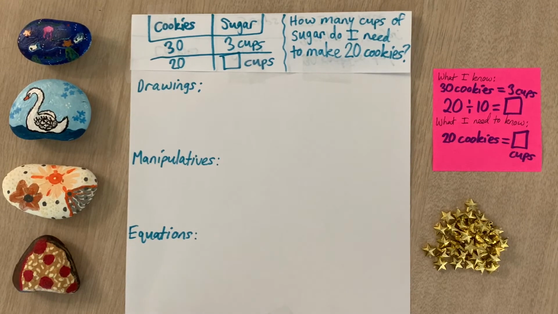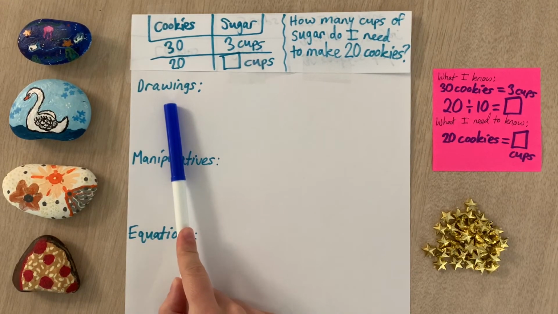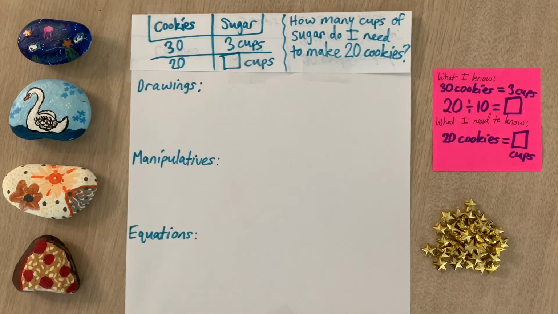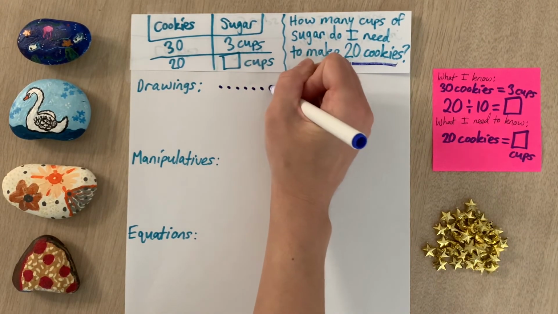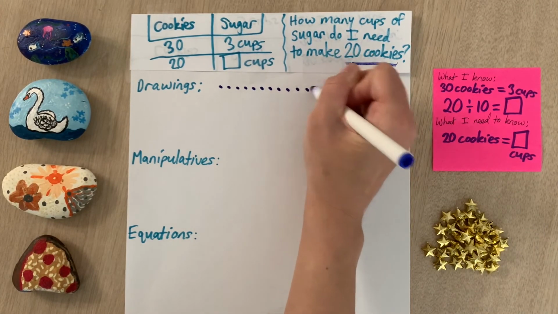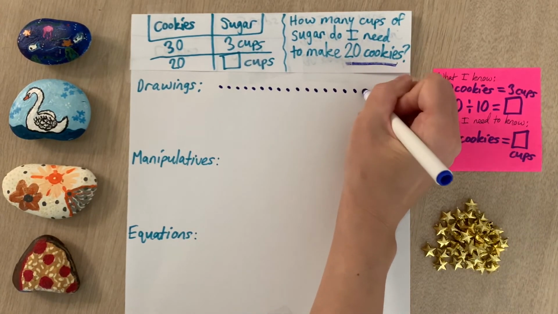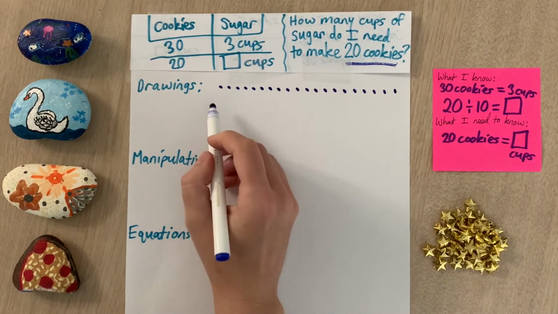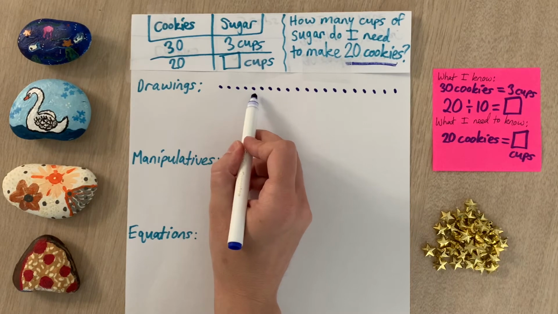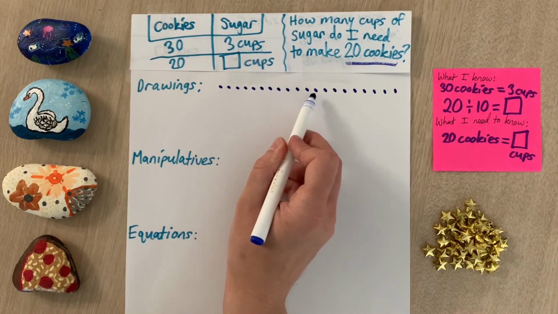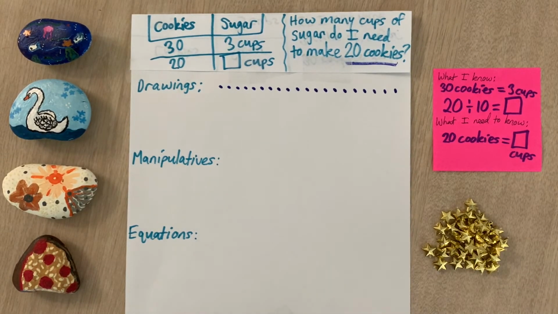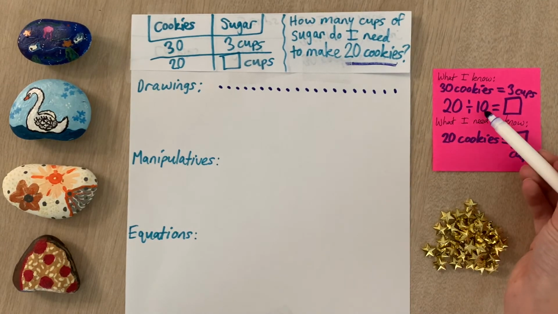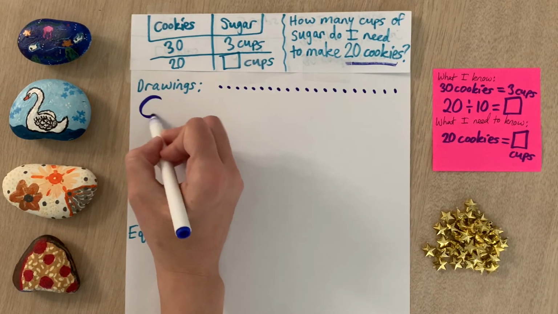Okay, so first, let's use our strategy of drawings before we use manipulatives and equations. So for drawings, we know that there's a total of 20 cookies. So let's do 20 dots. So 1, 2, 3, 4, 5, and I'll let you do this on your paper as well. And double check to make sure you have the right amount. All right, and after you're all done with that, we know that this has to be 10 groups. That's a lot of groups. So let's draw 10 circles.